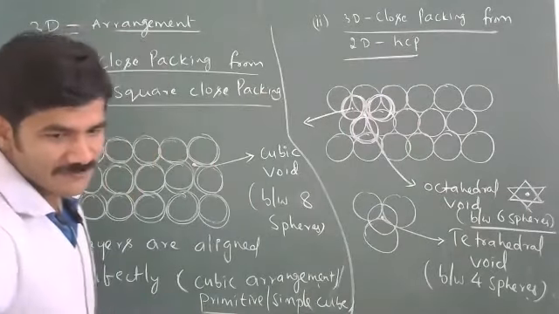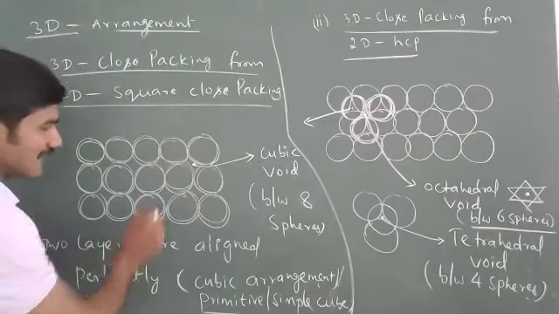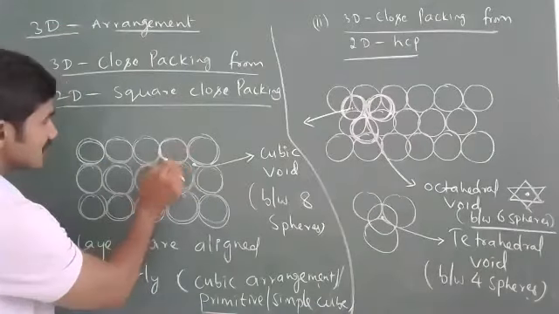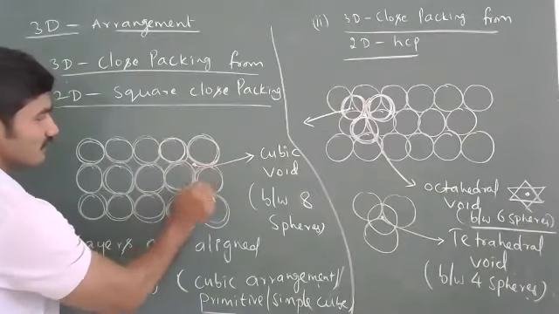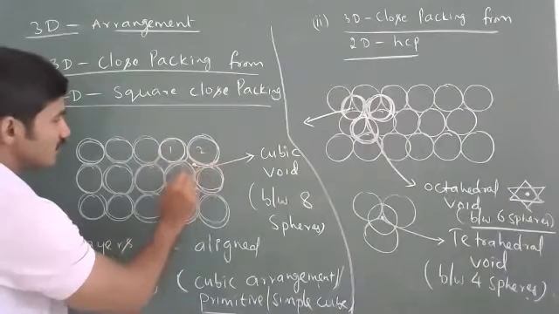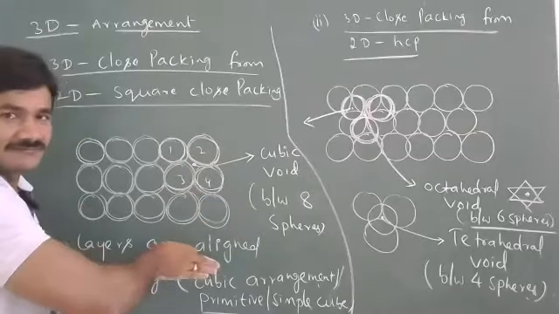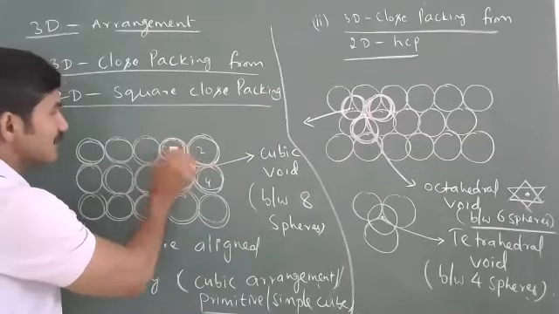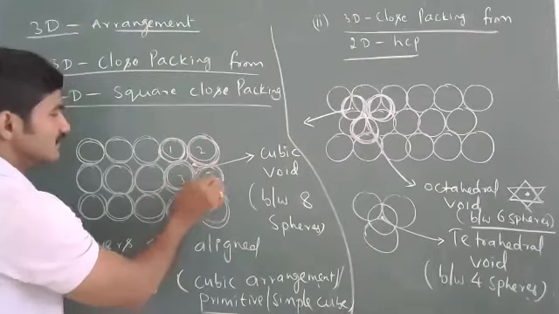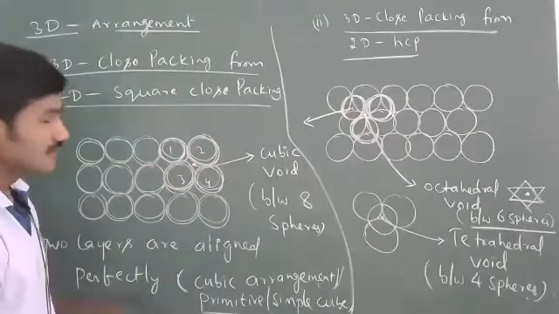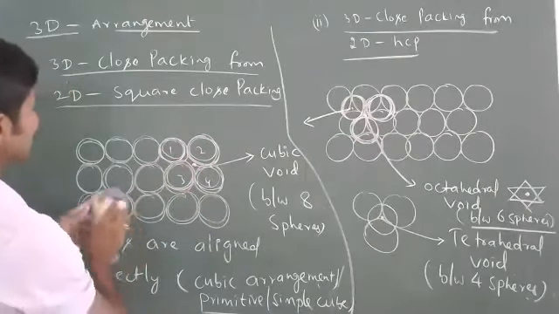Second, square close packing, how the cubic void forms. You see, this is one atom. This is actually one layer. 1, 2, 3, 4, 4 atoms are there. Above this, I am placing another layer of the same type.